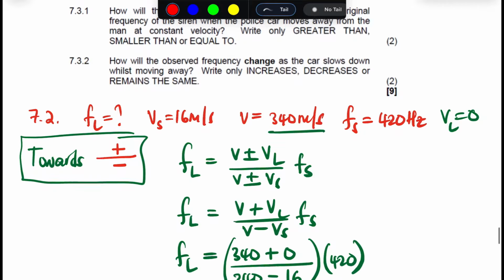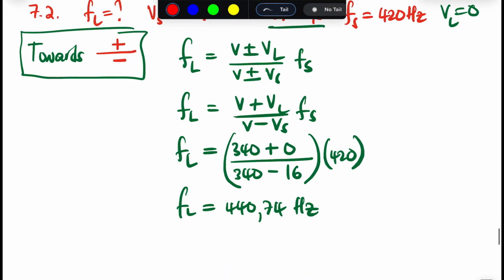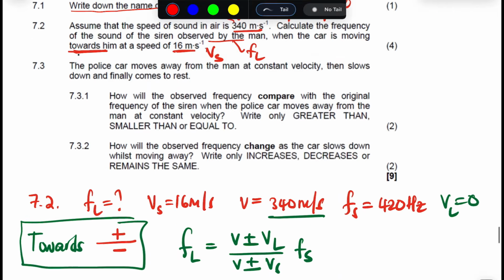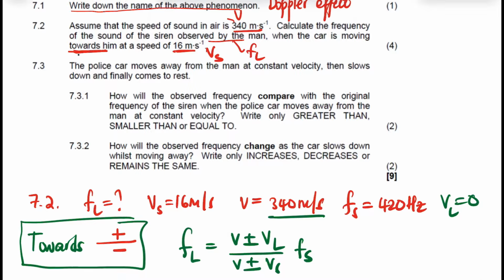So guys, the frequency is going to be smaller while it's moving away. We are told it's moving away. While it's moving away, the observed frequency is going to be smaller. So the answer here is smaller, because it's moving away. Remember, if it's moving away, the frequency of the listener is lesser than the frequency of the source, right?